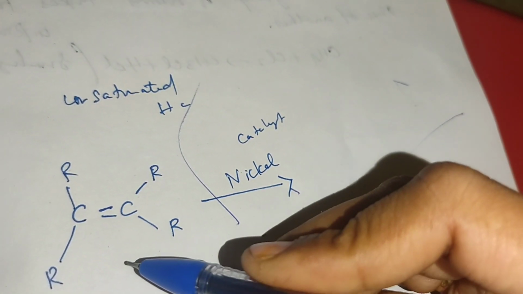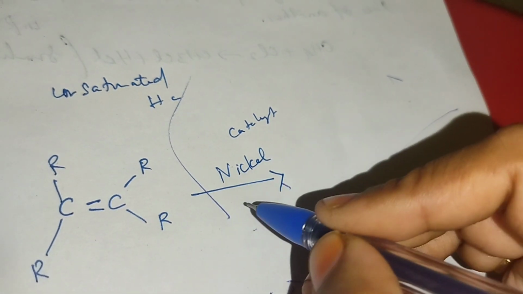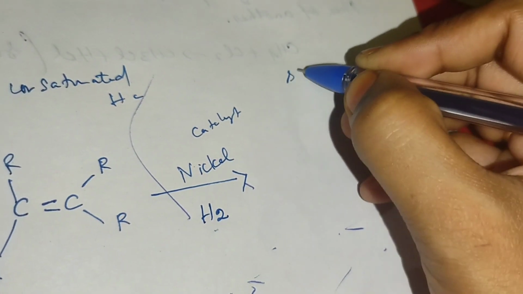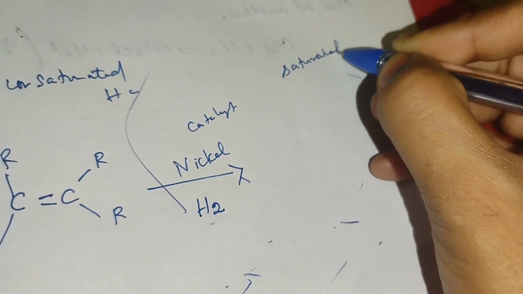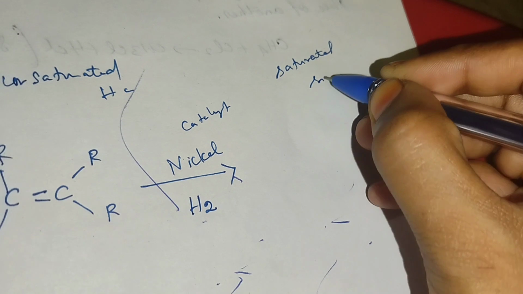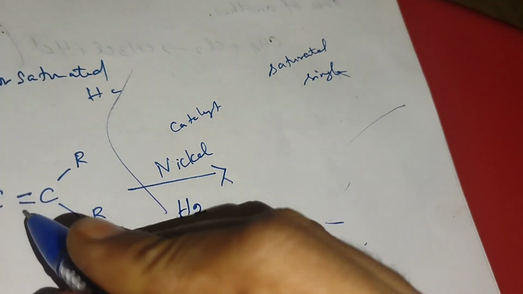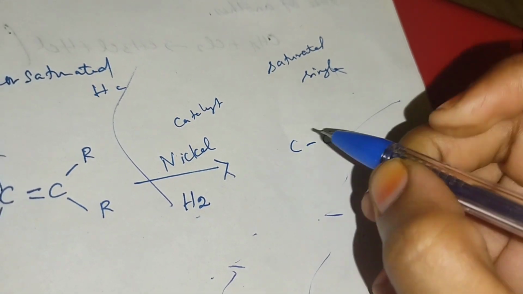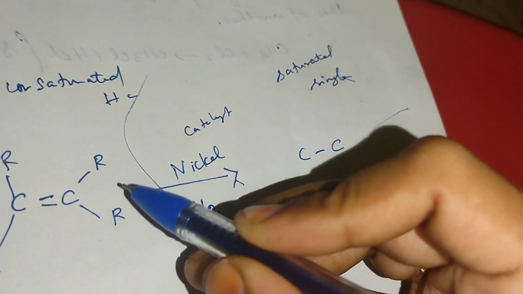So this unsaturated hydrocarbon adds hydrogen. So I am adding hydrogen here. Then it is converted into saturated. Unsaturated is converted into saturated. Saturated means single bonds will come. This double bond is converted into a single bond, and also this carbon chain adds hydrogen.